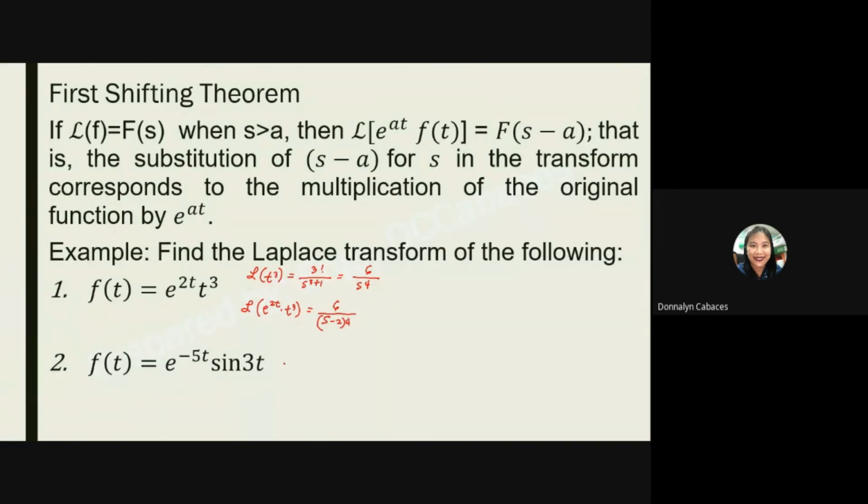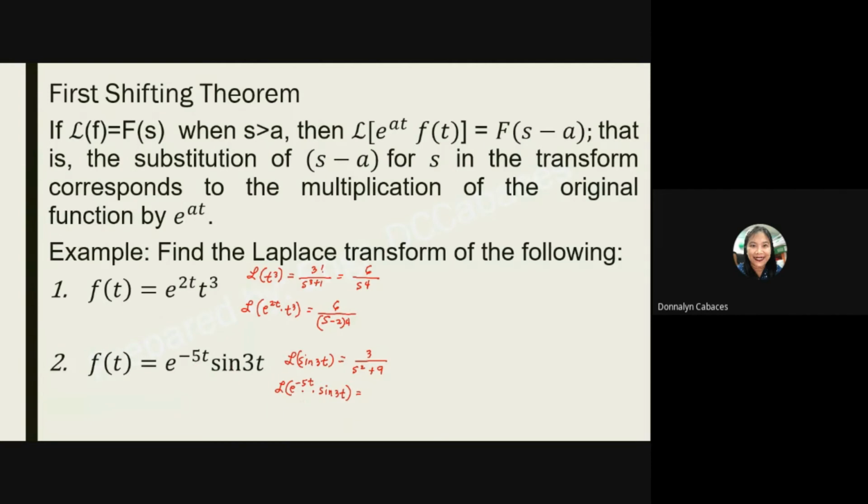So what is the base function that you are to find? So you have to find first the Laplace of sine of 3t. So what is the Laplace of sine of 3t? From the table, you have 3 over s squared plus w squared, so plus 9. That is your Laplace of sine of 3t. But we are asked here for the Laplace of e to the negative 5t times sine of 3t. Therefore, you are to shift this s to s minus a, and our a here is negative 5.